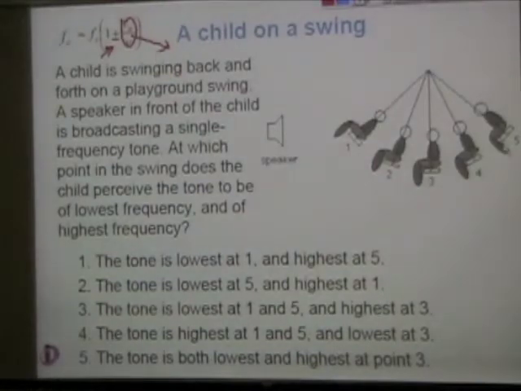So, when this guy swings back and forth, at which point does the speed of the motion reach its maximum? Of course, at the lowest point, where the kinetic energy is maximum. So the highest frequency will be reached when the guy is here.